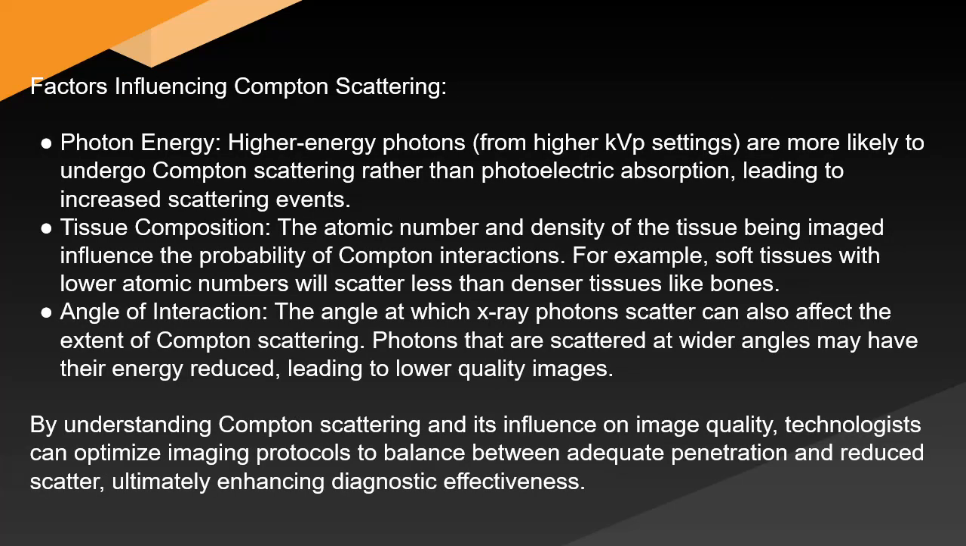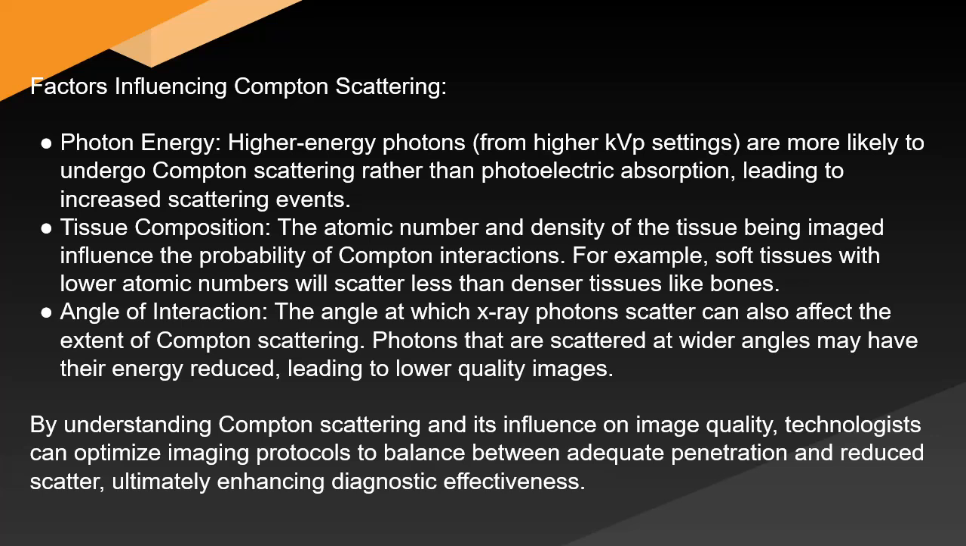Photon energy: Higher energy photons from higher kVp settings are more likely to undergo Compton scattering rather than photoelectric absorption, leading to increased scattering events. Tissue composition: The atomic number and density of the tissue being imaged influence the probability of Compton interactions. For example, soft tissues with lower atomic numbers will scatter less than denser tissues like bones.